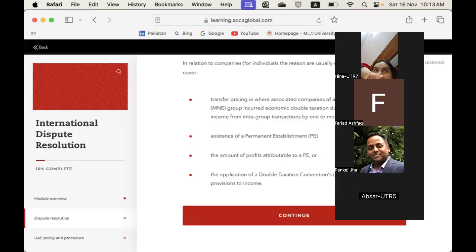Okay, so what usually happens if there is an adjustment that is proposed by a tax authority in a particular scenario? What happens in case of an adjustment?